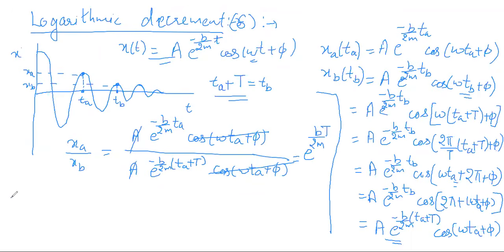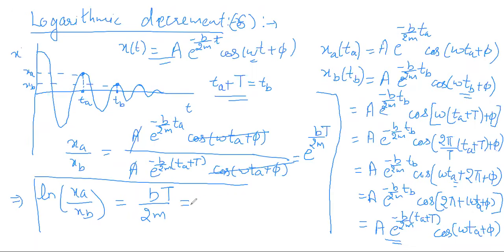Now, if I take natural logarithm on both sides, this term is equal to B upon 2m T. And this is called your logarithmic decrement. And this is denoted by delta.